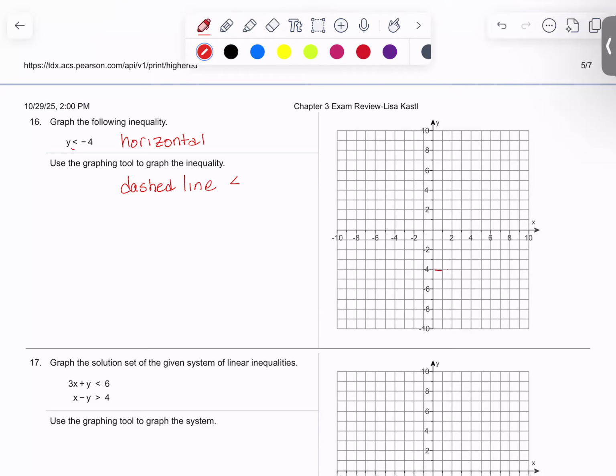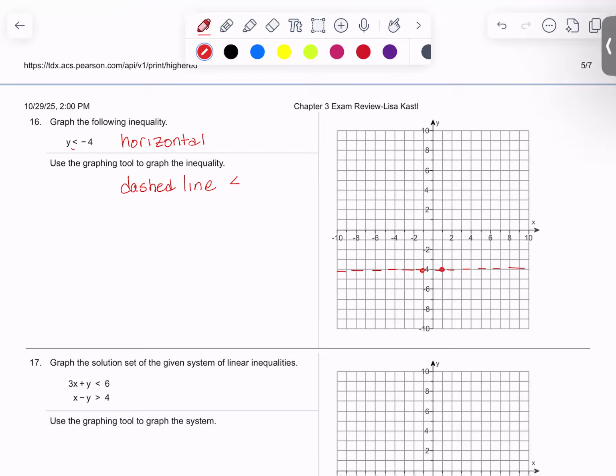So we're going to take our tool in my lab math. We're going to pick the line tool. We're going to make that line a dashed line, and then we're going to plot 2 points on that line, y equals -4, and then we're going to decide how we shade it.